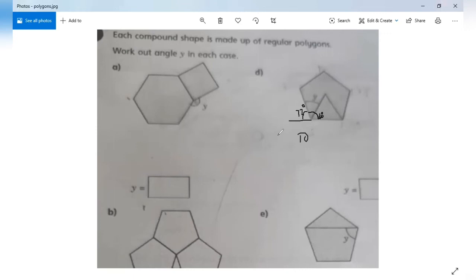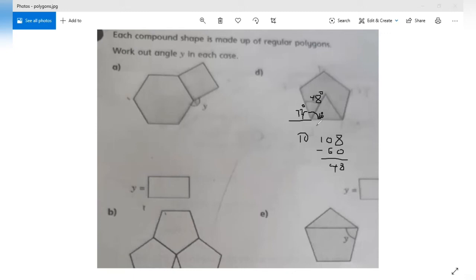Okay, sorry about that. So I'm just gonna go 108, take away 60, and that should give us 48 degrees for D. So this y here will be 48 degrees. And it does make sense because if you add 48 to this 60, you get 108, which should have been the interior for the pentagon. All right, so your D is 48 degrees.